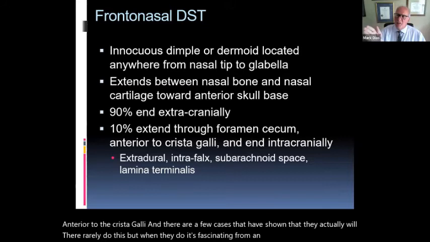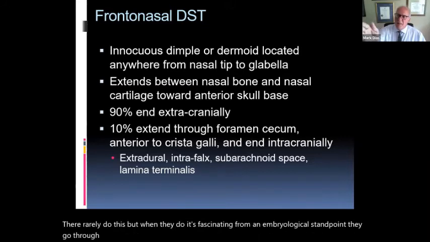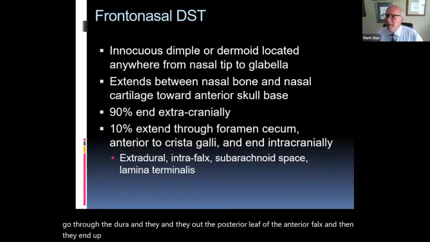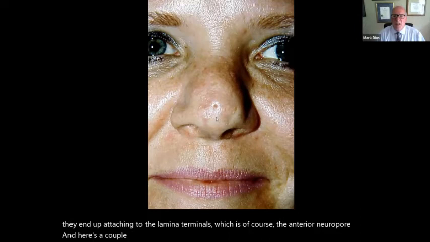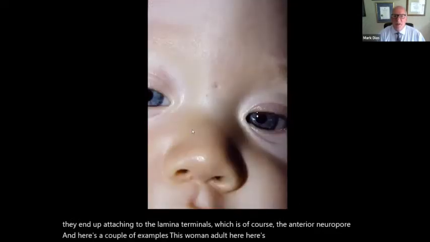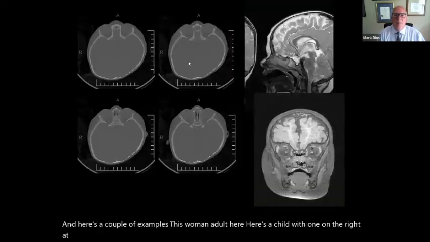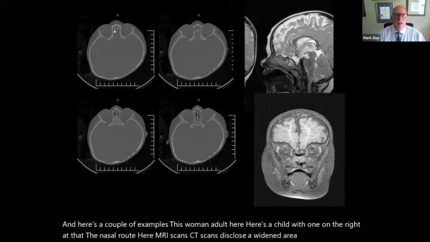They go through the dura, and they out the posterior leaf of the anterior falx, and then they end up attaching to the lamina terminalis, which is, of course, the anterior neuropore. And here's a couple of examples. This one, an adult here. Here's a child with one on the right at the nasal root here. MRI scans or CT scans disclose a widened area here, often with a little tract defect in the bone.